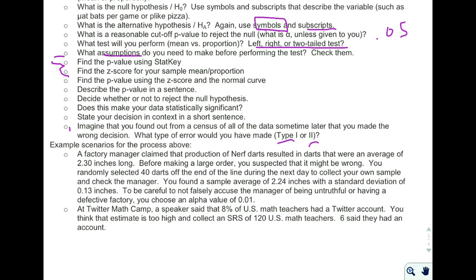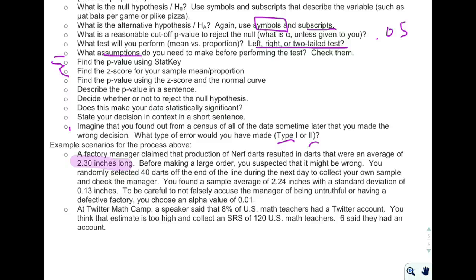A factory manager claimed that production of Nerf darts resulted in darts that were an average of 2.3 inches long. Smells like claim, smells like null hypothesis. So that's probably our null. Before making a large order, you suspected that it might be wrong. So you have an inkling as the researcher.